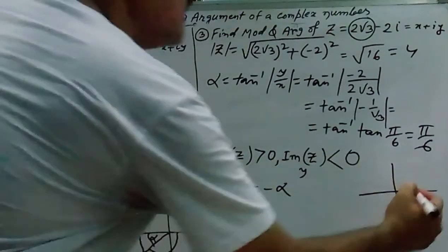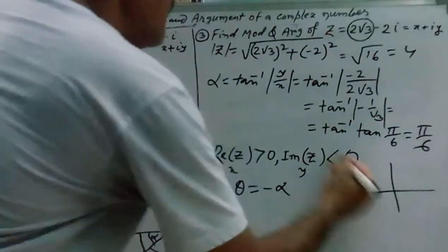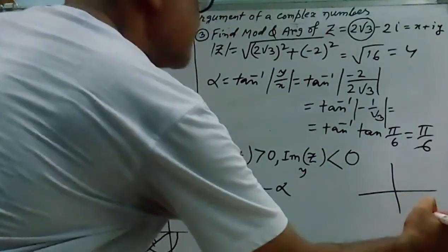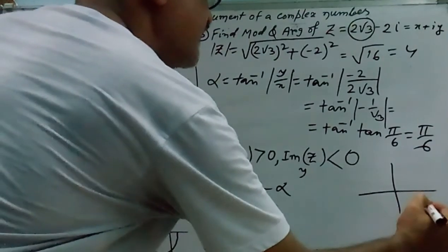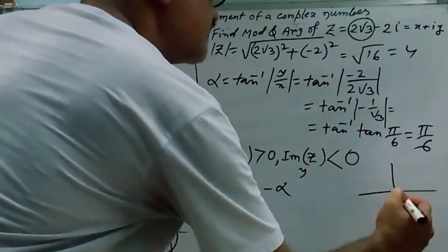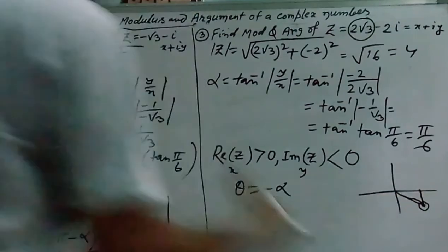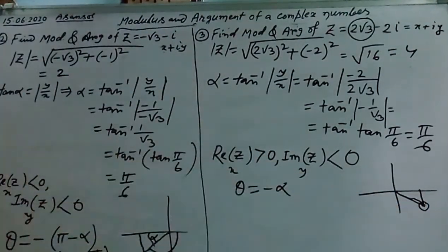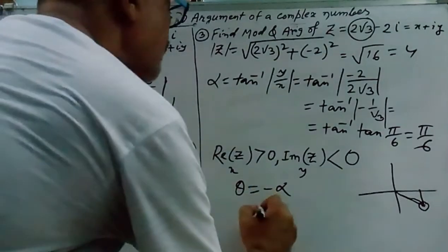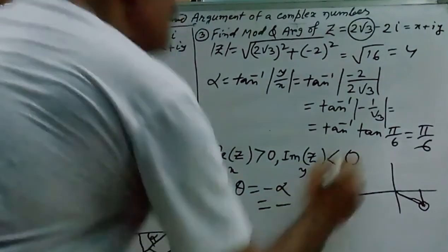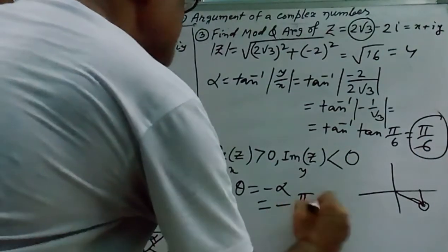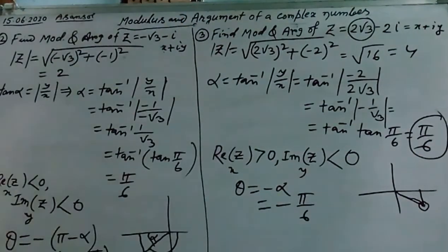This will lie in the fourth quadrant. X is greater than 0, and imaginary z, y, is less than 0, meaning y will be in this direction. So the point will lie somewhere here. When it lies in the fourth quadrant, we know that theta is equal to minus alpha, that is minus of the value of alpha, pi by 6, so minus pi by 6. Theta is the argument.